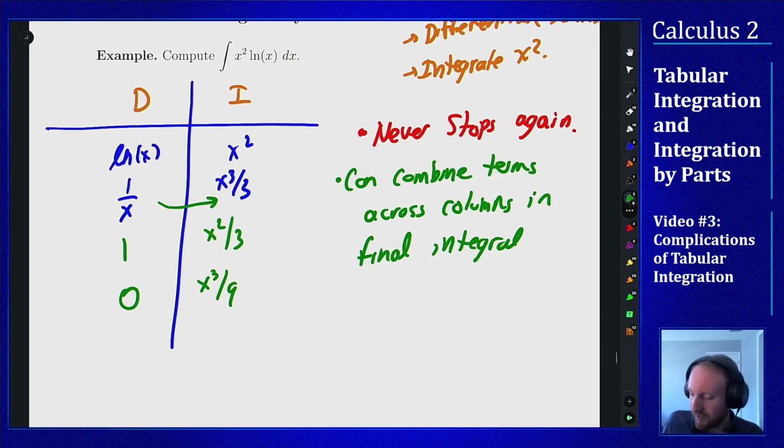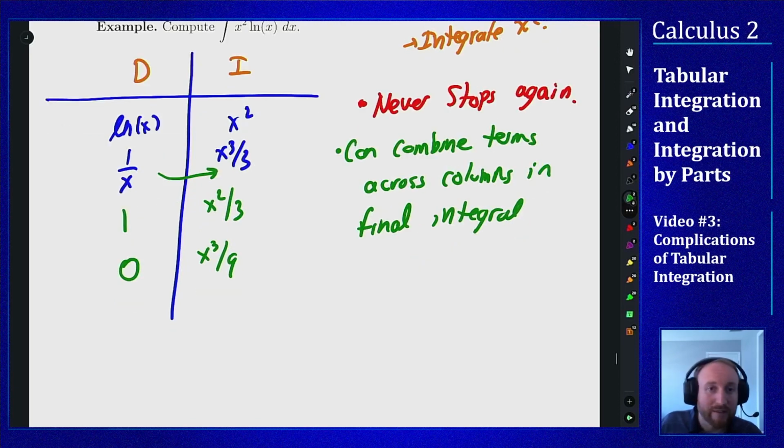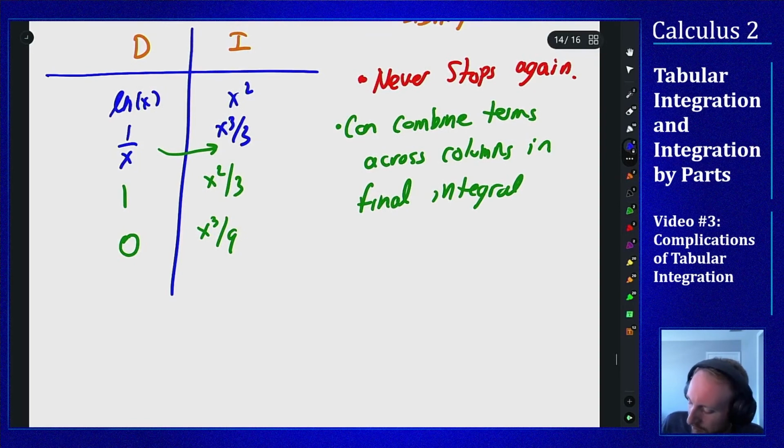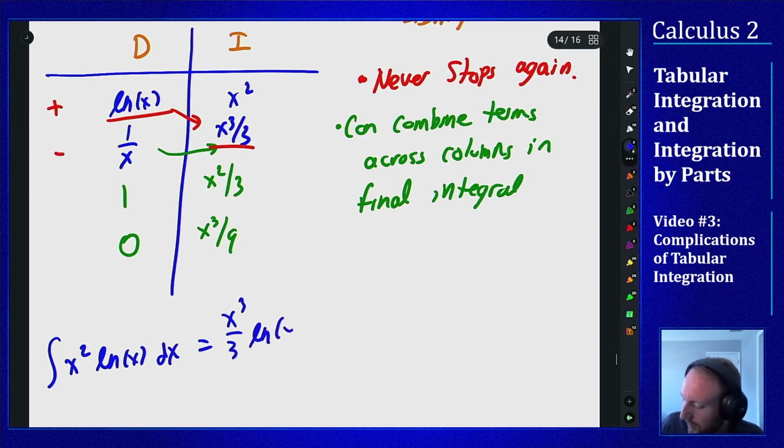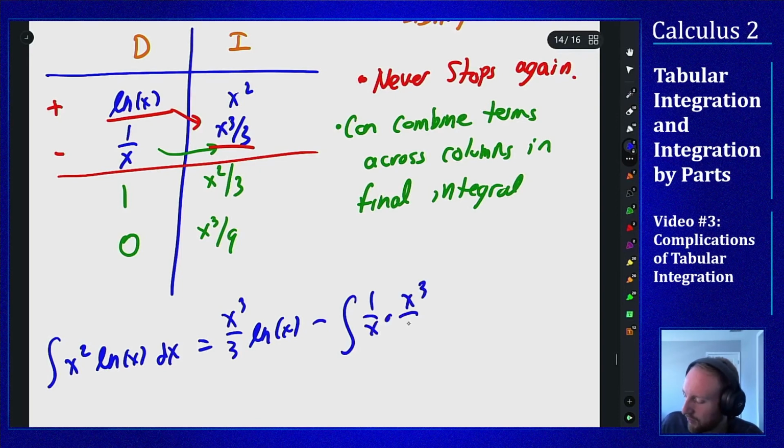So if we do it this way, we can see that there are a couple ways to get the answer from this table. Part 1, I have the integral of x squared log of x dx. I can do my first step, which is this and this term with a plus sign up here, to give me x cubed over 3 log of x, and then do the integral across: minus the integral of 1 over x times x cubed over 3 dx, which becomes x squared over 3, which I then know how to integrate directly, x cubed over 9.